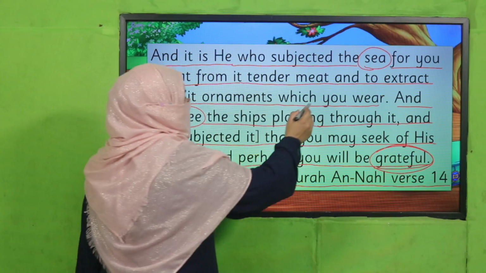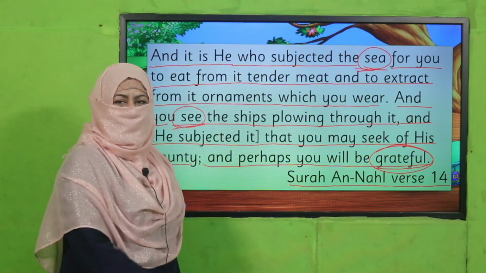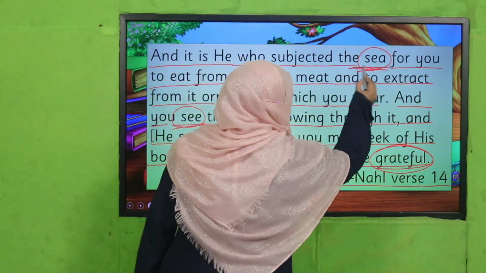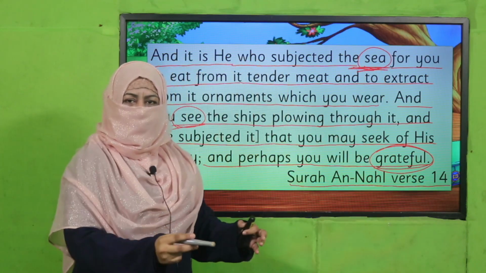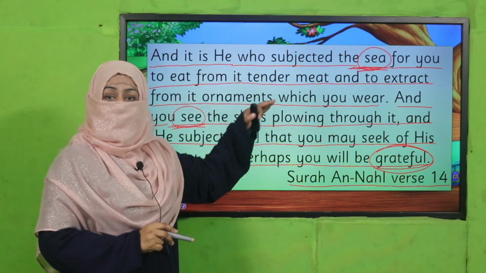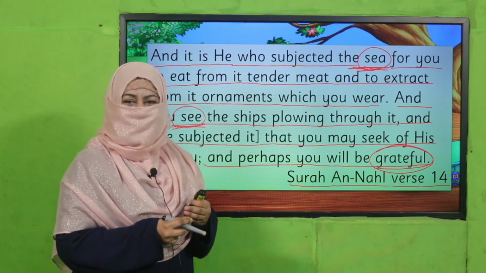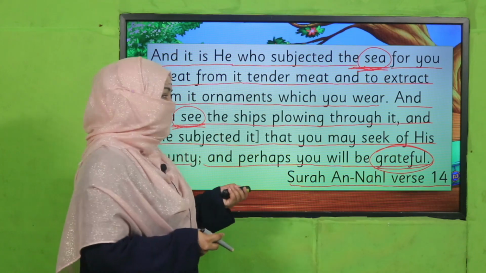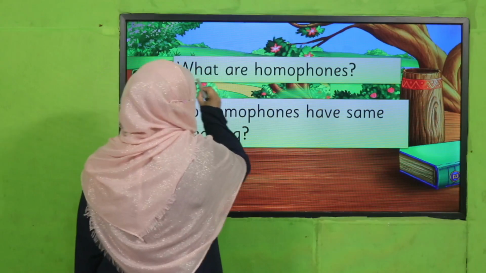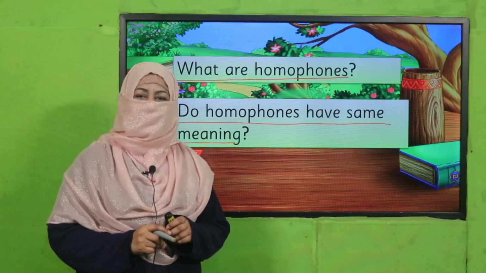And look at these words. Now, sea and see. You see, the spellings are different. It's a sea, a body of water. And it's see, the way we look, see. But the spellings are different, but pronunciation is same. Such type of words are known as homophones. We are going to learn further. First, you tell me what are homophones. I just told you. And do homophones have same meaning? Pause the video, answer these questions to your teacher, and then come back.